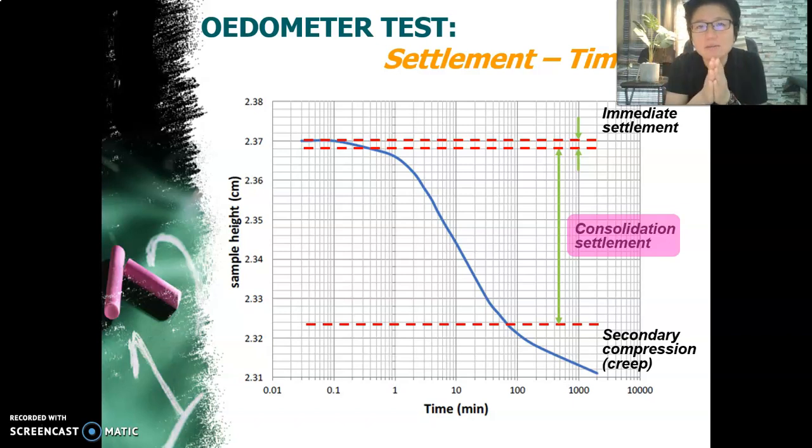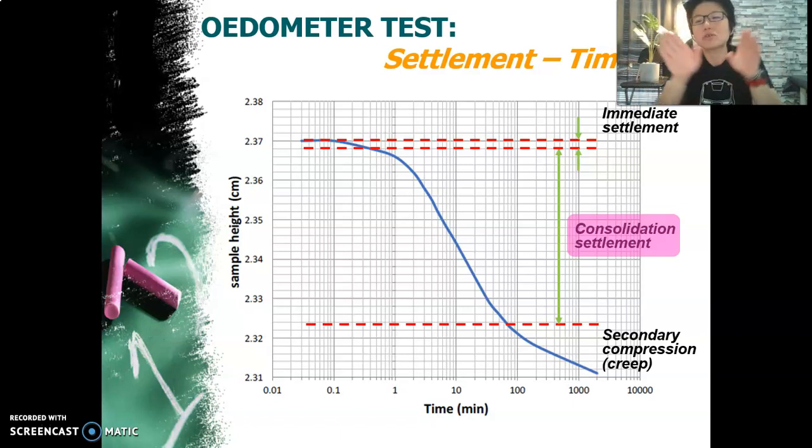So initially, excess pore pressure is 0. There's no excess. The pore pressure is as it is. When you put the load, say 100 kPa, suddenly the water pressure increases by 100 kPa. It doesn't like it. What will it do? It will start to escape from the soil. And that is dissipation of the excess pore water.